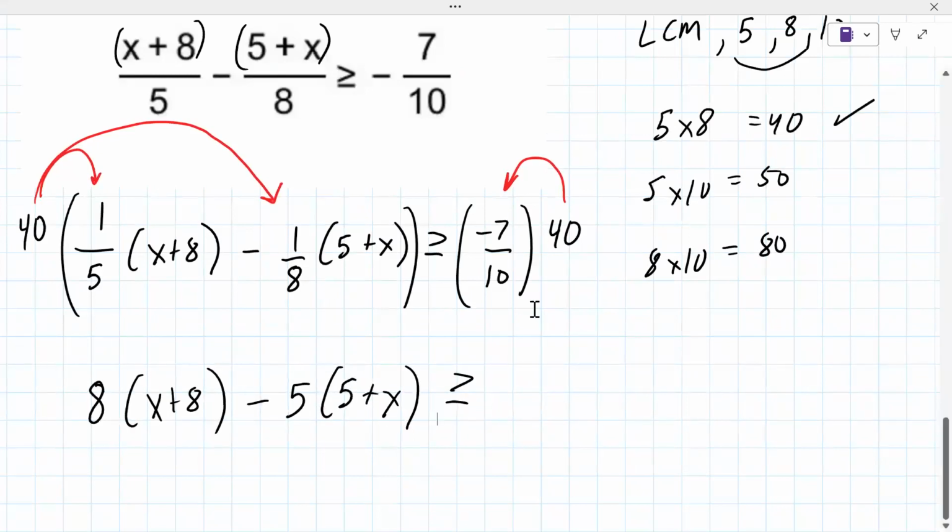And I mentioned this, I really would encourage you to try it. It's better to divide before multiplying. I know you want to multiply, but it creates a huge number. Dividing by 10 isn't that hard: 40 divided by 10 is 4, times -7 is -28.